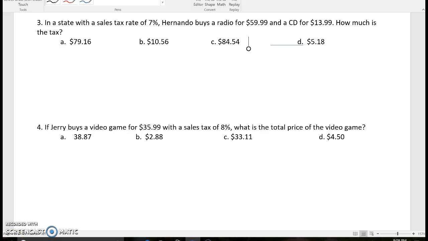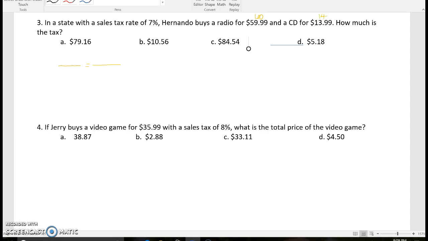In a state with a sales tax of 7%, Hernando buys a radio for $59.99 and a CD for $13.99. How much is the tax? All right, so I know I'm going to have to set up a proportion because I'm talking about a percent. But guys, these numbers look hard to me, and it's multiple choice, so we could get close enough. So this is $59.99. That is close enough to $60 in my book. $13.99, close enough to $14.